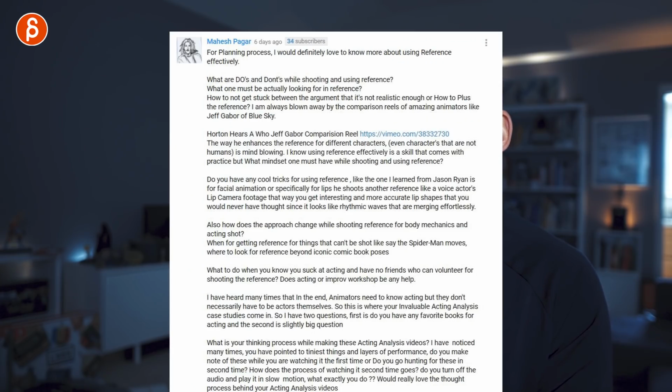What must one actually be looking for in reference? Well, in short, reference would just be reference. This sounds stupid, but you're just looking at something that will help you understand the mechanics of a movement or give you inspiration for specific acting choices and timing of things. And depending on your style, right? If it's cartoony, you're just not going to use that reference. You can't copy the reference because it's going to look like you copied reference. It's going to look pretty weird.